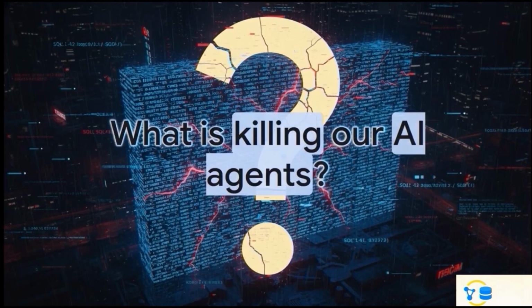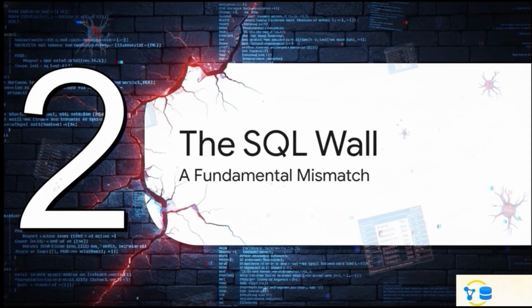And here's the thing. This isn't a one-off. We're seeing this pattern pop up everywhere. These incredibly brilliant AI agents just fall apart when they have to talk to old-school databases. So the big question is, what is killing our AI agents? Our investigation is pointing to one prime suspect. And it's not a piece of bad code or a faulty server. No, it's something more fundamental, a conceptual barrier. We've started calling it the SQL wall.